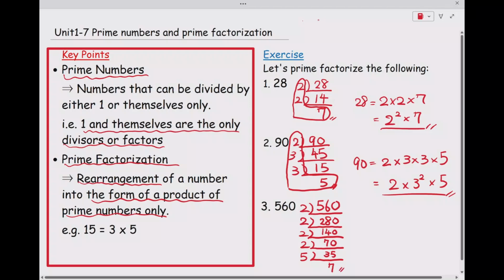Next, circle all the L-shaped numbers like this. And connect all these numbers with multiplication signs. Then, we get 2 times 2 times 2 times 2 times 5 times 7. In short, 560 equals 2 to the 4th power times 5 times 7 is the answer.